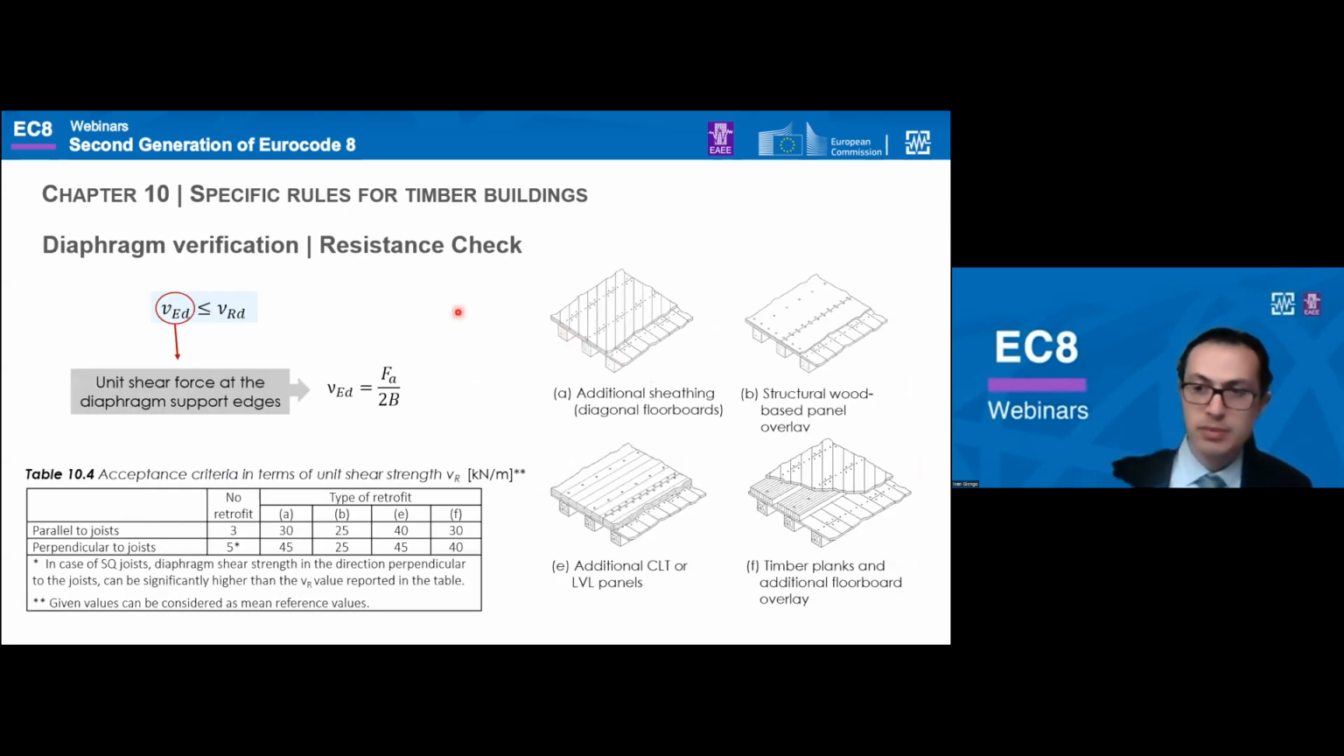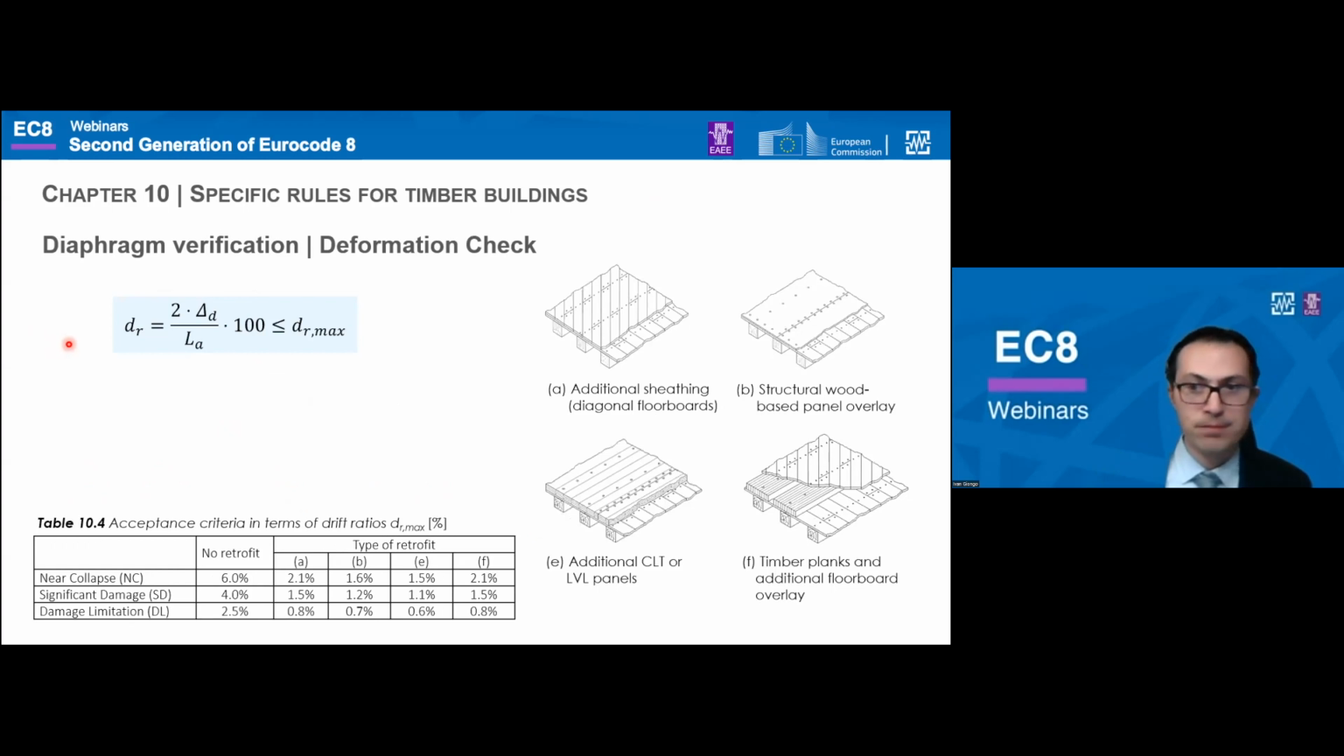Once we have determined the seismic load on the diaphragm, we can proceed to the safety check. We can check if the diaphragm capacity is exceeded by deriving the unit shear force at the diaphragm support edges, and then comparing it to the diaphragm unit shear strength. The reference values for the unit shear strength are provided in table 10.4, depending on the type of retrofit and also on the loading direction.